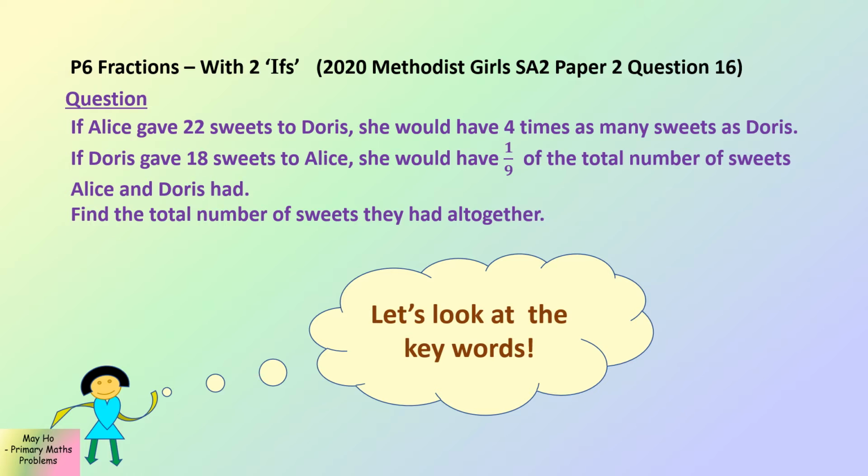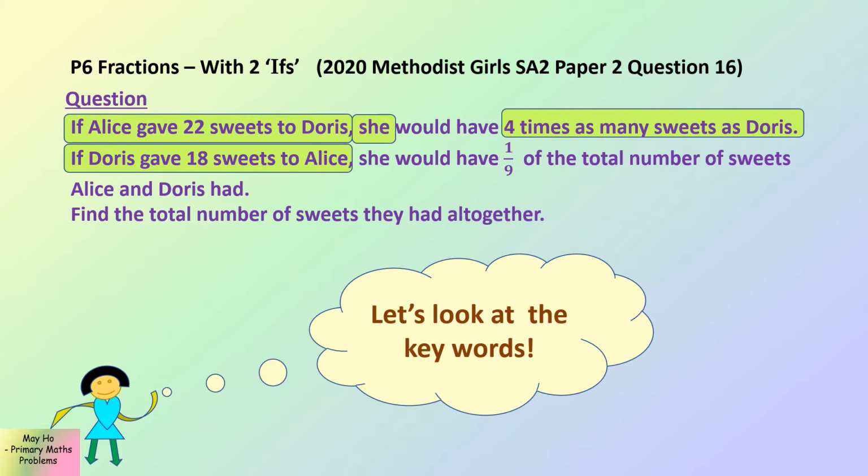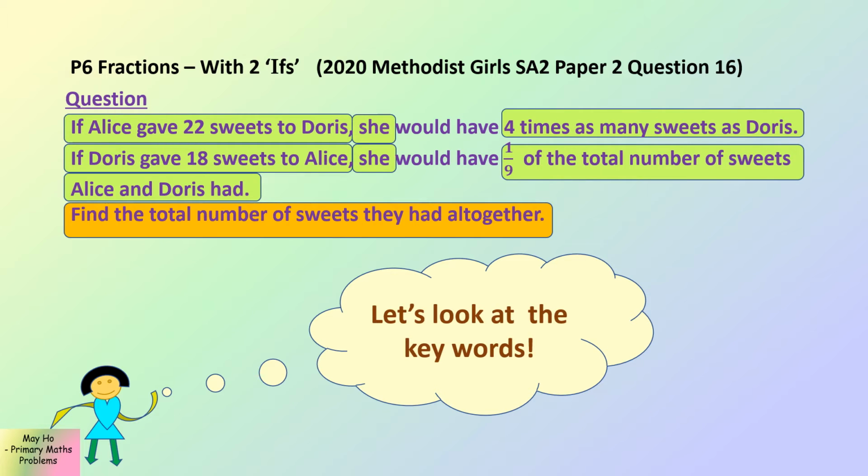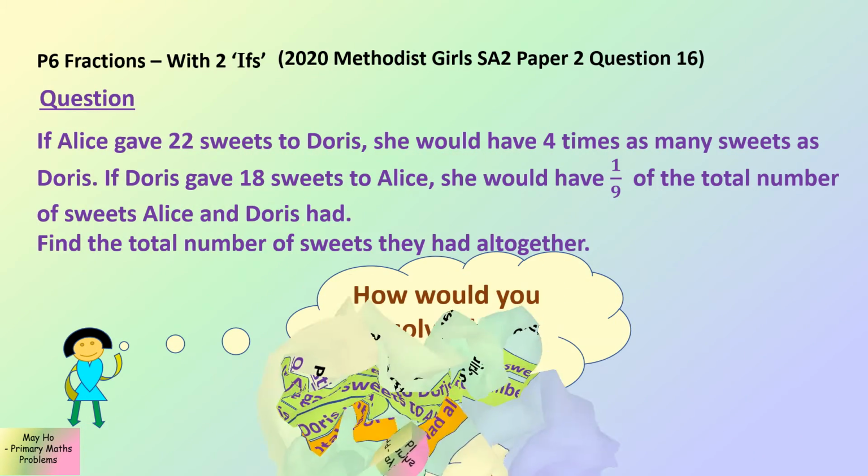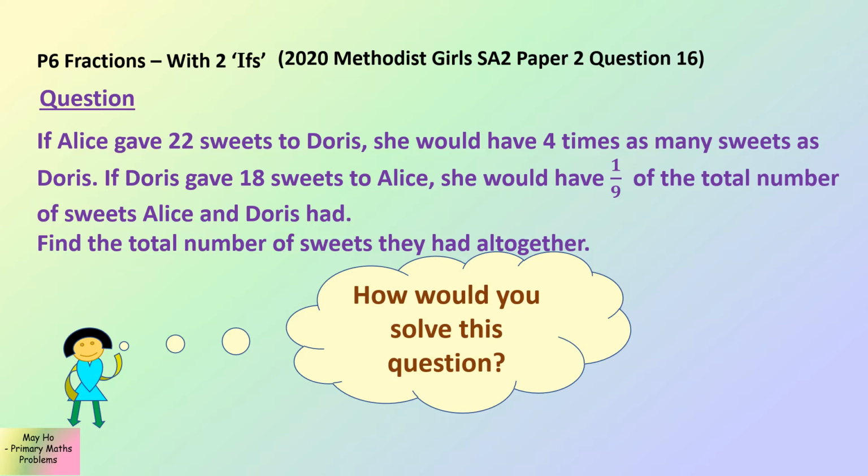Let's look at the keywords. If Alice gave 22 sweets to Doris, she 4 times as many sweets as Doris. If Doris gave 18 sweets to Alice, she 1/9 of the total number of sweets Alice and Doris had. The question is, find the total number of sweets they had all together. How would you solve this question? If you want, you can pause the video and try the question first.